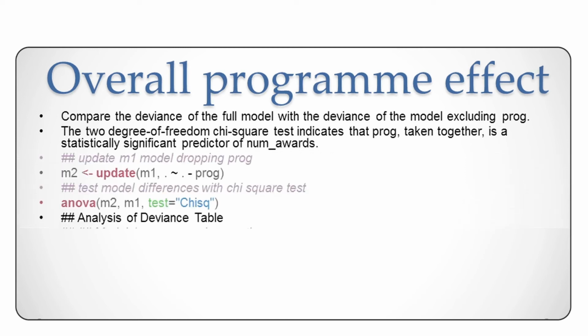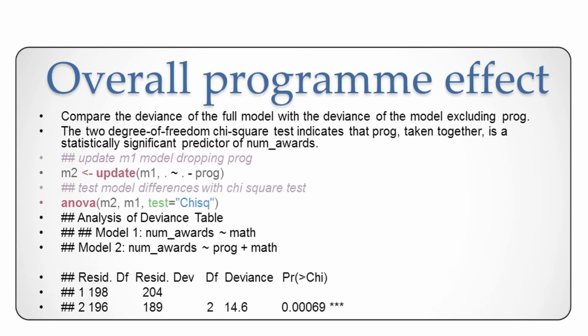This can be done by comparing two deviances. That is, we compare the deviance of the full model with the deviance of the model which excludes program. This will lead to a 2-degree of freedom chi-square test. So this has been done here using the update command to refit the model, eliminating program. And then we use the anova function on the M2 and M1 objects with test equal to chi-square.